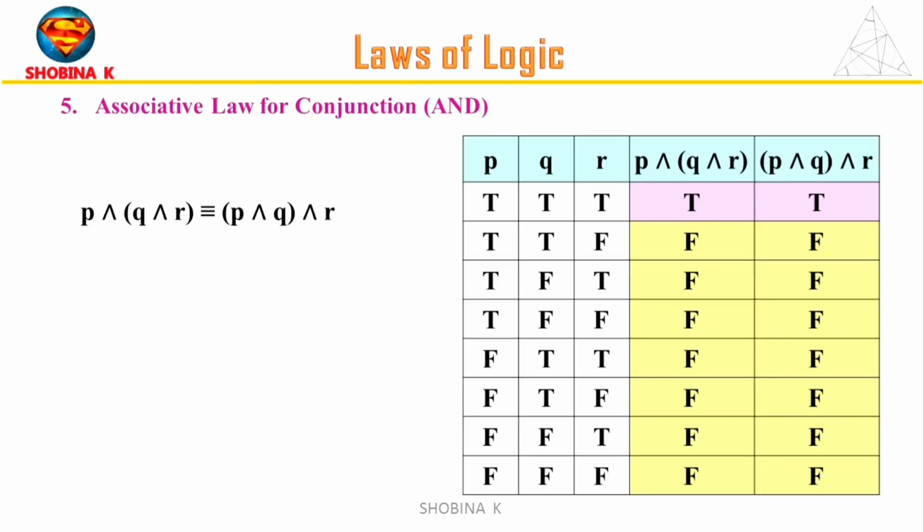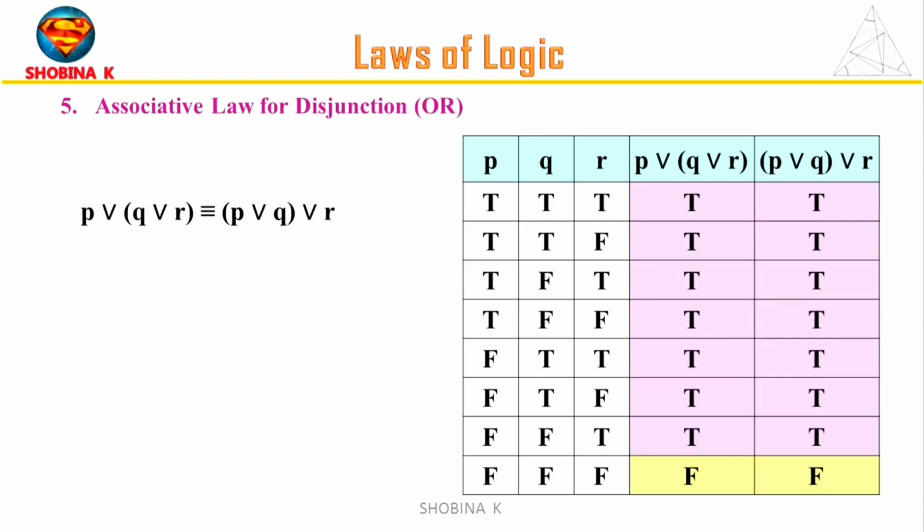And here is the truth table for associative law for conjunction. The columns (P and Q) and R, and P and (Q and R), represent the truth value of the expression on the left and right sides of the associative law for the conjunction. And they have the same truth value for all possible combinations of P, Q and R. The columns (P or Q) or R and P or (Q or R) represent the truth value of the expression on the left and right sides of the associative law for disjunction. And here you can see the expressions on the left and right sides for both associative laws have the same truth value.